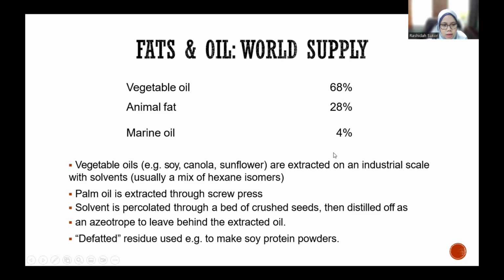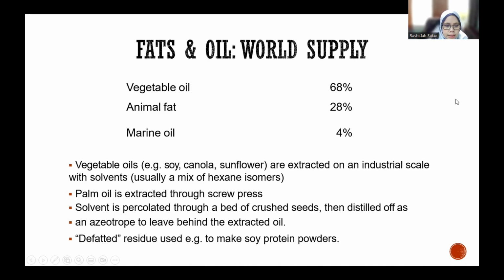Okay. Palm oil is extracted through screw press. Maybe you get a chance to go to palm oil processing during one of your courses. I'm not sure which course, but maybe through your degree you get to see this, maybe a site visit. If you get the chance, please go to this palm oil extraction.